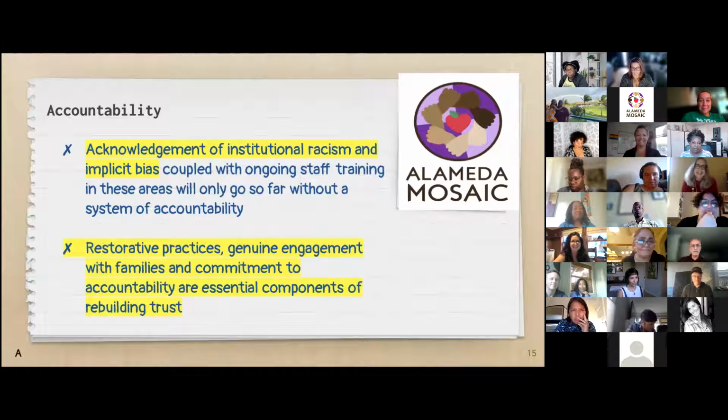Yes, accountability and acknowledging institutional racism and implicit bias, restorative practices, and genuine engagement in family community commitment to accountability are essential components to rebuilding trust.